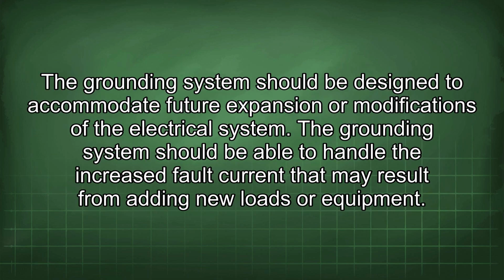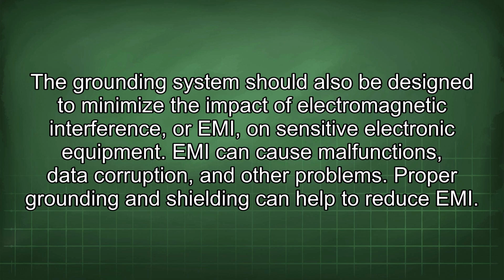The grounding system should be designed to accommodate future expansion or modifications of the electrical system. The grounding system should be able to handle the increased fault currents that may result from adding new loads or equipment. The grounding system should also be designed to minimize the impact of electromagnetic interference, or EMI, on sensitive electronic equipment. EMI can cause malfunctions, data corruption, and other problems. Proper grounding and shielding can help to reduce EMI.